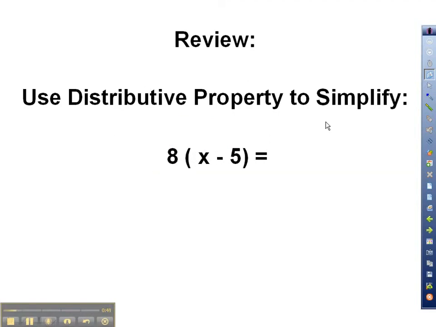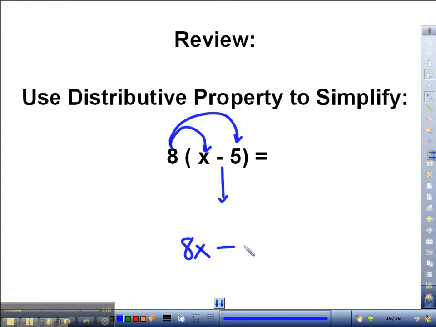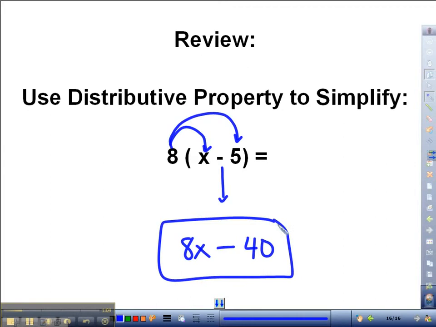Okay, let's try this one. I'm going to take 8 times everything that's inside the parentheses. That subtraction sign, I'm just going to bring that on down. So I'm going to take 8 times the first term, so I get 8 times x, or 8x. Subtract, I'm going to take 8 times 5. 8 times 5 is 40. There's your final answer there. That's just a little review on distributive property.